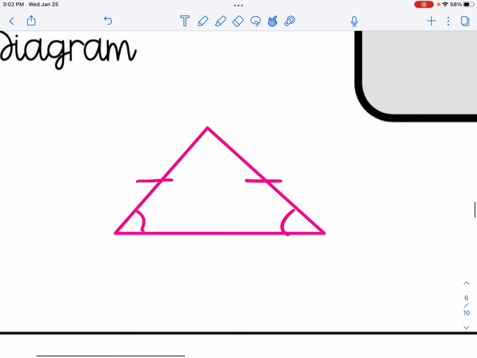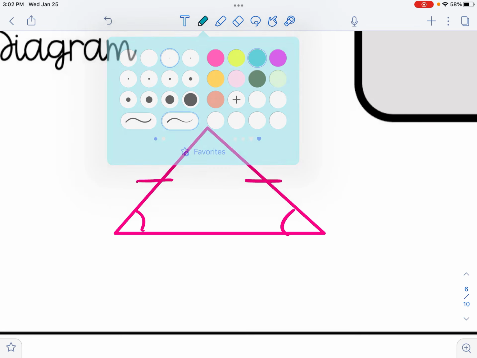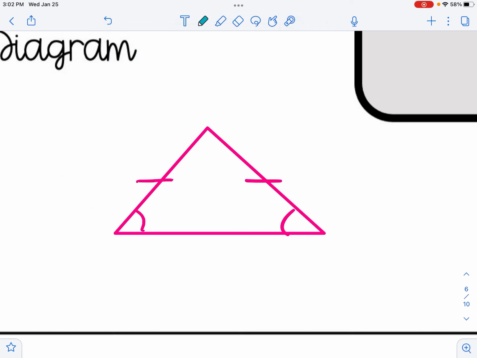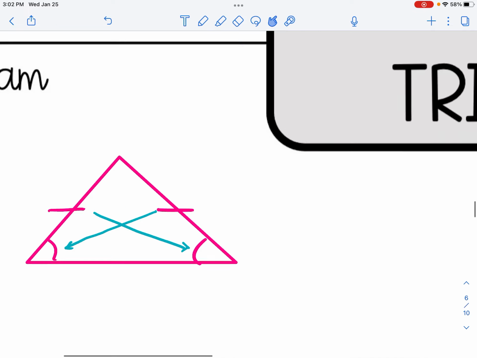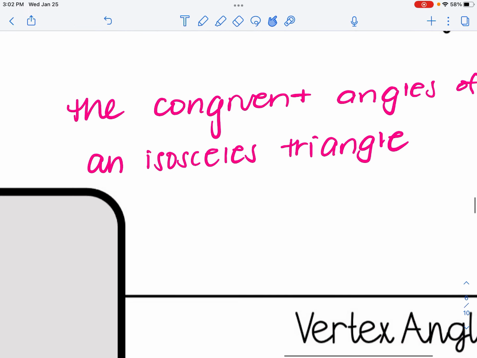If this triangle is isosceles and it has two equal sides as shown by the tick marks, then the angles opposite those, so I like to sometimes draw these arrows in to help me see what angles are opposite, those angles also are of equal measure or congruent to each other. Okay. And then let's just add some vocabulary on here.